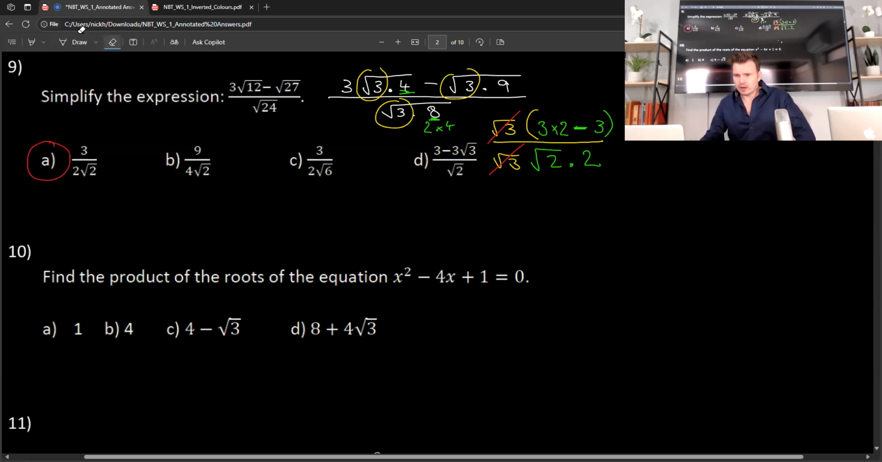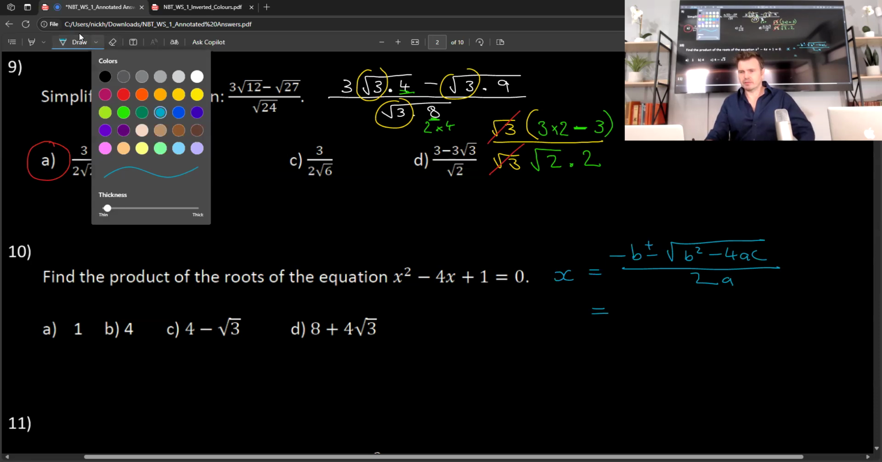Okay, so when we look at the roots of this equation, I think the safest thing to do here will be to just use our quadratic formula. Negative b plus or minus the square root of b squared minus 4ac over 2a. So negative b will be... for those of you doing maths lit, for those of you who know what's going on, just try this yourself.